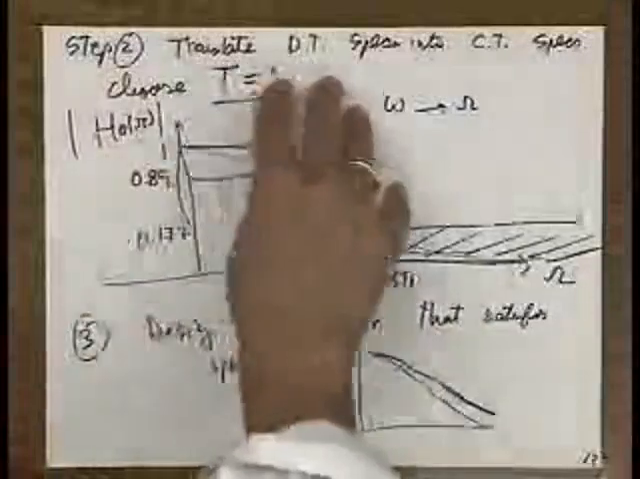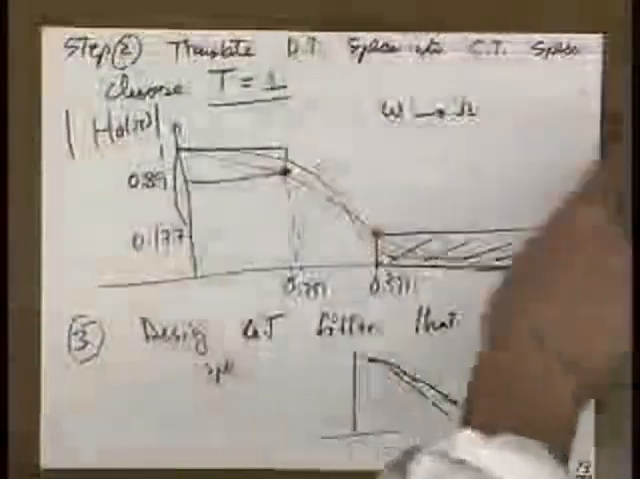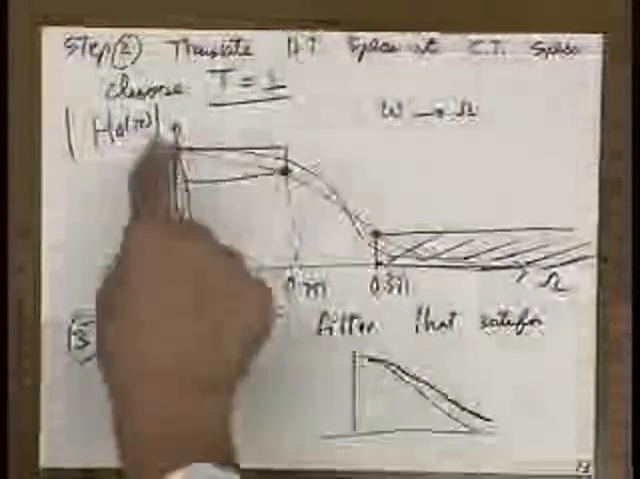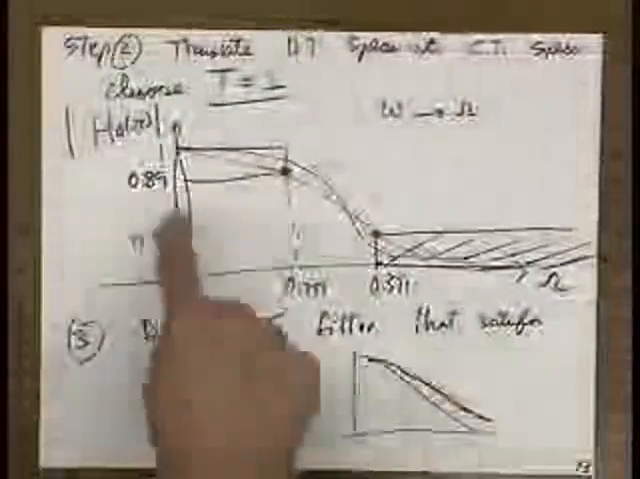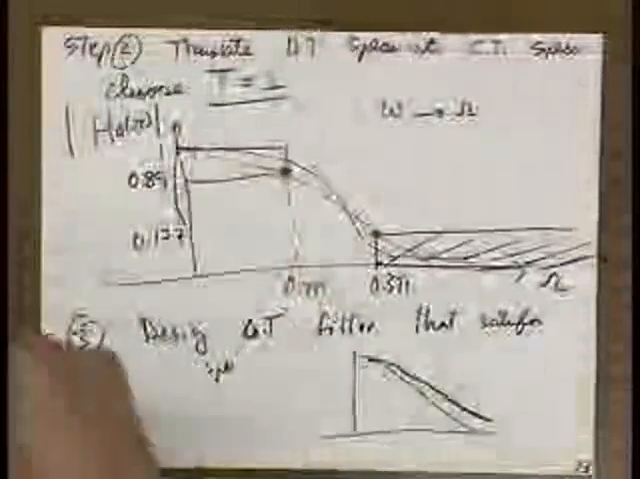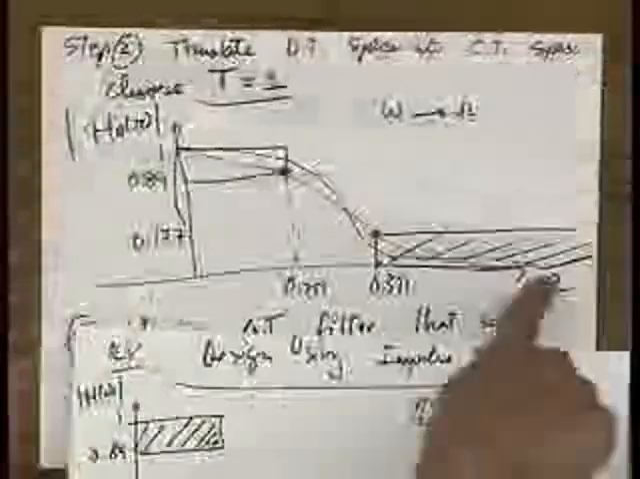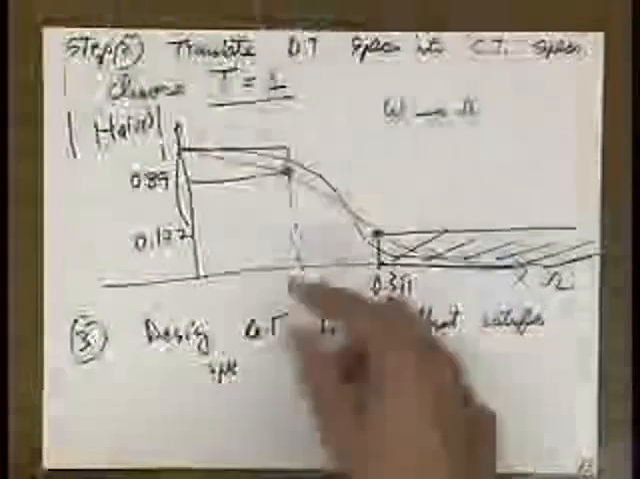We're translating the discrete time specs into the continuous time specs, and we chose T equals 1. And this becomes the specs, the same identical thing as we had here, right? If we had chosen T something else, then there would be a scaling factor between this omega and that omega, and it would have been different, but we chose T equals 1, so it's the same specs.